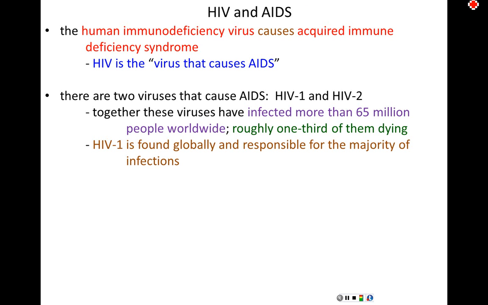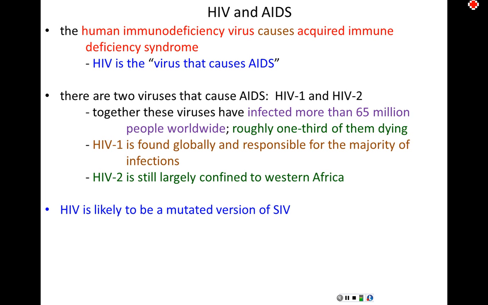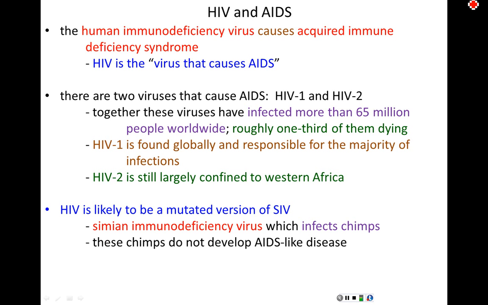HIV-1 is the main HIV, if you want to think about it that way. It's found globally. It's responsible for the majority of cases that we see worldwide. HIV-2 is still largely confined to the Western African continent. It's believed, and more and more evidence is supporting the fact, that HIV is likely to be a mutated version of simian immunodeficiency virus. This is the virus that infects chimps and bonobos, other primates closely related to us on the evolution tree.